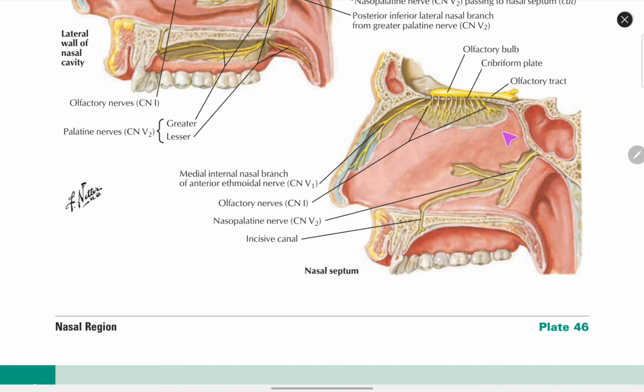The posterior-superior part is supplied by the medial posterior superior nasal branch, which is coming from the pterygopalatine ganglion. The olfactory nerves are present in the olfactory region.